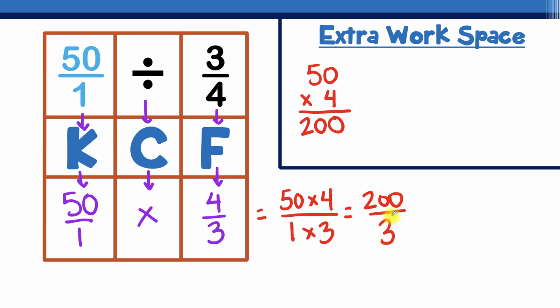But we run into quite a problem here. We can't leave our answer like this, because this is what's called improper. Our numerator is way bigger than our denominator. In order to fix that, we need to divide 200 by 3. So in my workspace, I'm going to put 200 inside the long division notation, and then 3 outside the long division notation. And then I also like to put lines between my digits to keep my work neat.